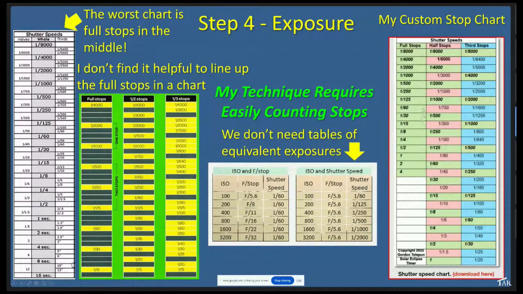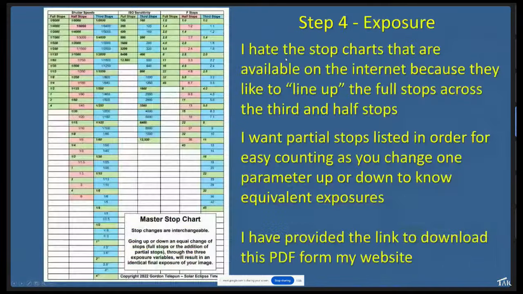So I've made up new custom stop charts that Molly has the PDF, so you can download these, that do not try to overlap the stops. They're columns of stops, so you can count full stops, count half stops, and count third stops. Because with my technique, it's very important to count third stops. And I want partial stops listed in an order that I can easily count them as I change one parameter up and down to know the equivalent exposure. And again, there's a PDF of this you can download.